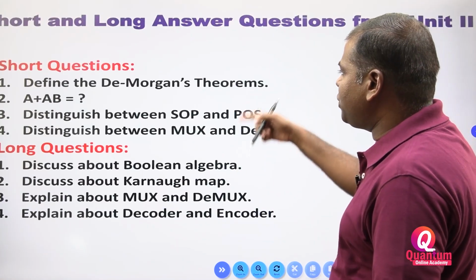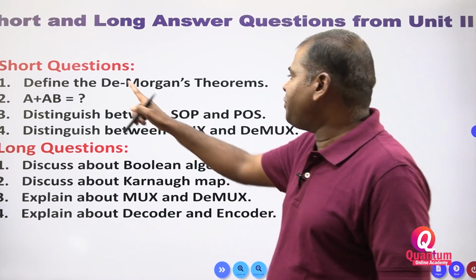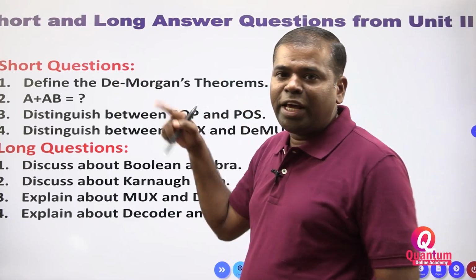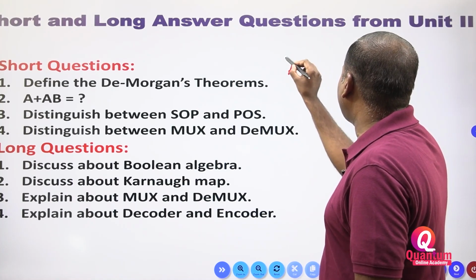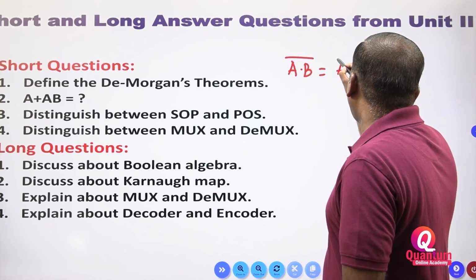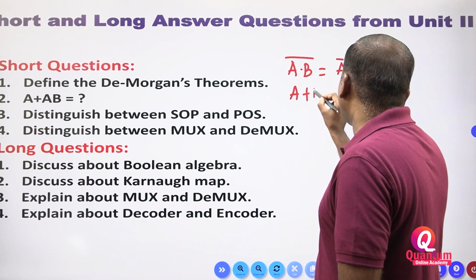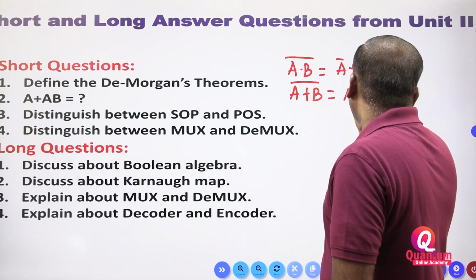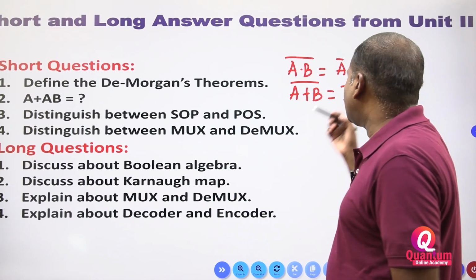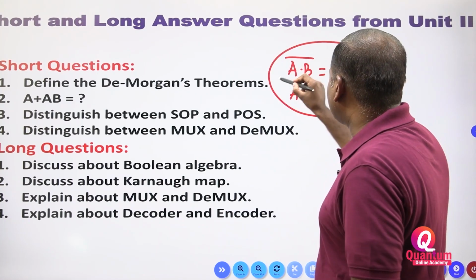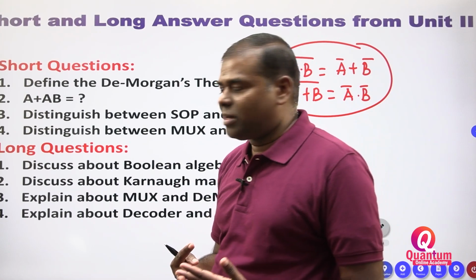Now you can see the 4 questions I gave. Short questions. Define De Morgan's theorem. De Morgan's 2 theorems are there. (A dot B) whole complement is equal to A complement plus B complement. (A plus B) whole complement is equal to A complement into B complement. These are the 2 De Morgan theorems. You have to prove these 2 theorems by using logic gates also.